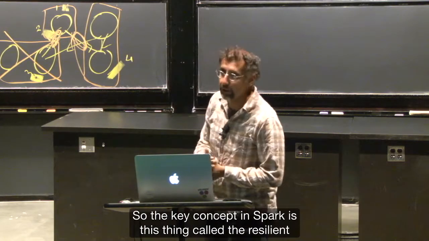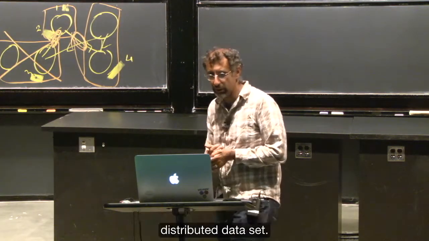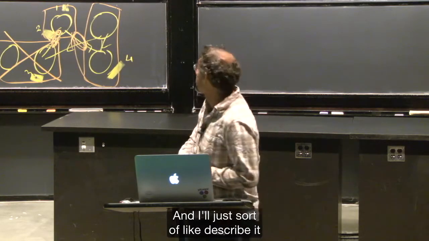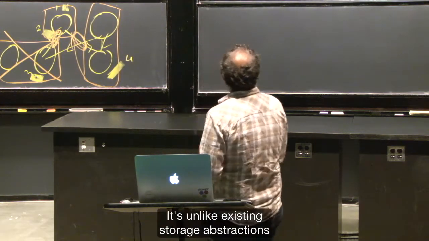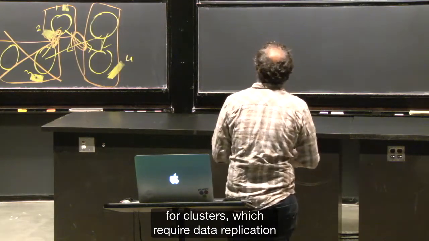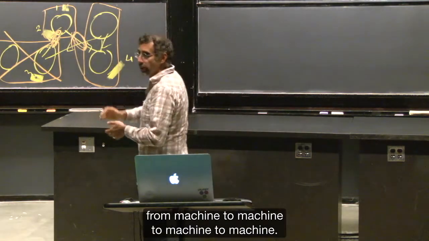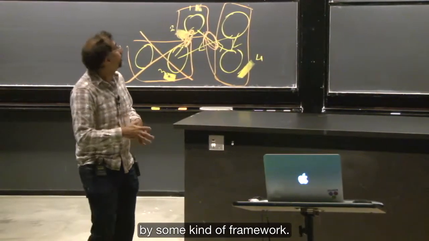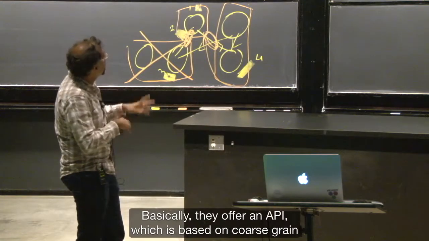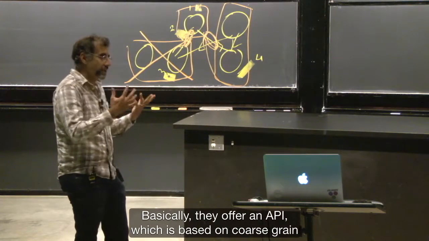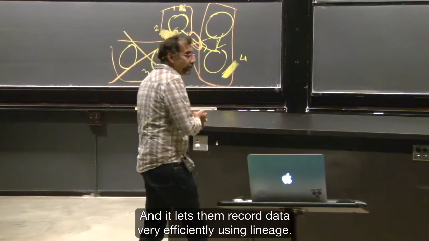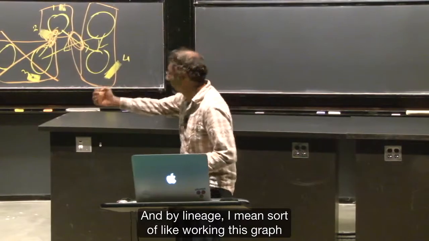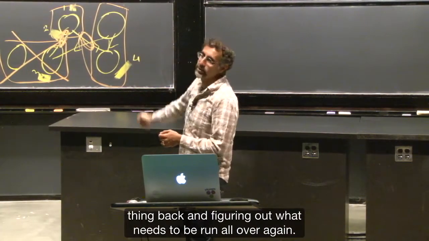So the key concept in Spark is this thing called the resilient distributed data set. I'll describe it with a quote from this paper. It's unlike existing storage abstractions for clusters, which require data replication from machine to machine. Basically, RDDs offer an API based on coarse-grained transformations, and it lets them recover data very efficiently using lineage. By lineage, I mean working this graph back and figuring out what needs to be run all over again.